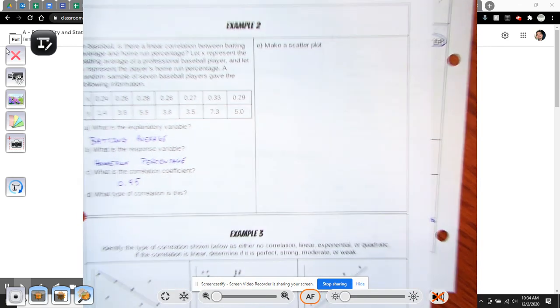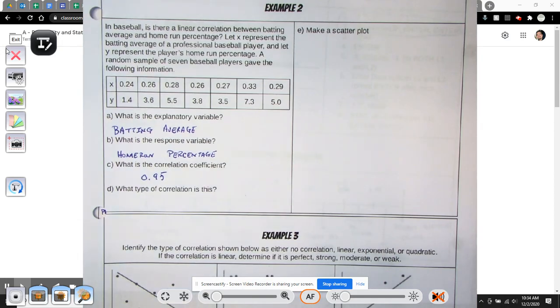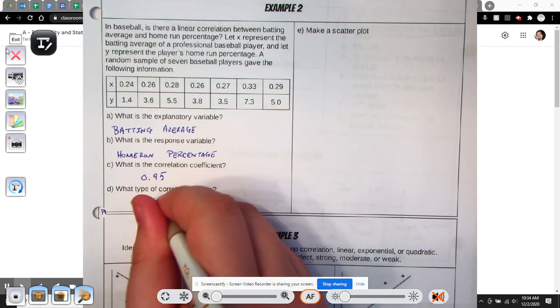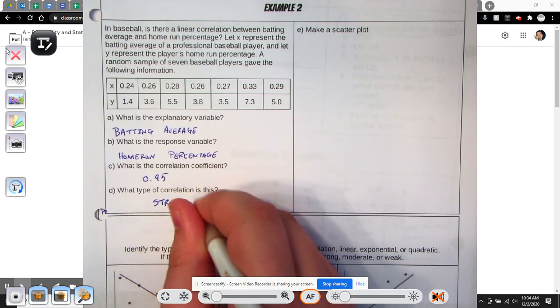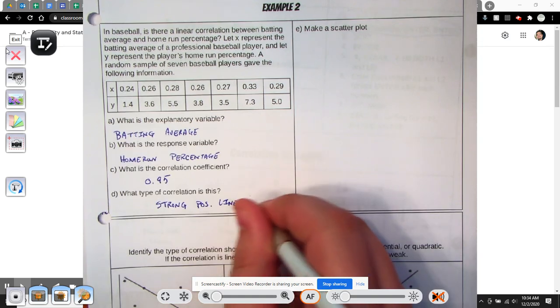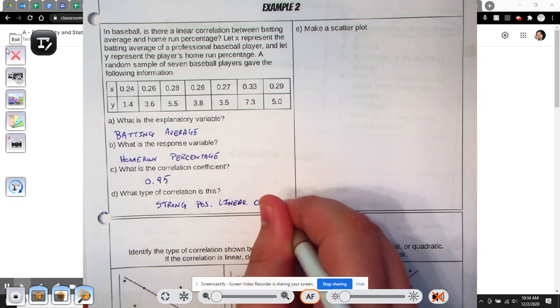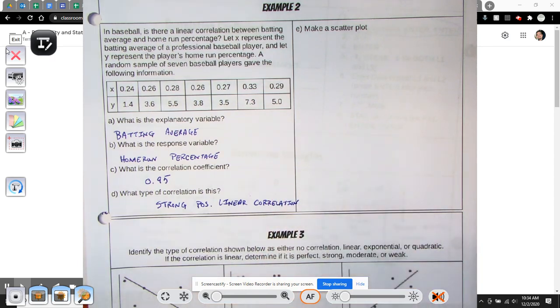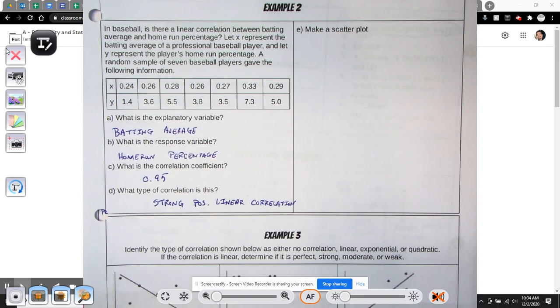So that tells me that that falls between the 0.75 and the 1. So that is a strong positive linear correlation. You will need all 4 of those words to correctly answer that problem. Strength, positive or negative, linear correlation. Go ahead and take a moment and draw your scatter plot. And let's see what you get.